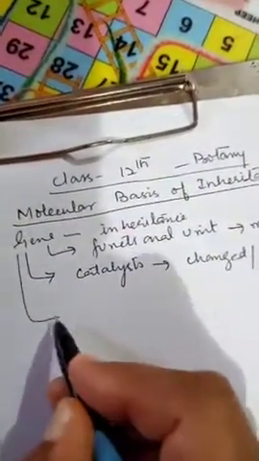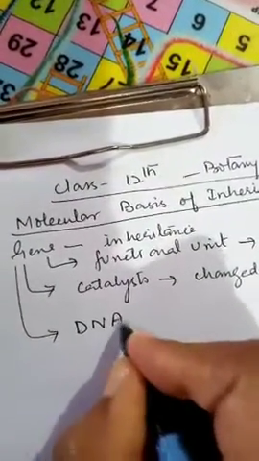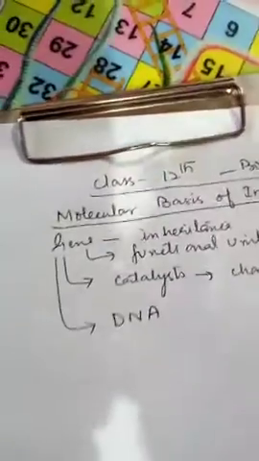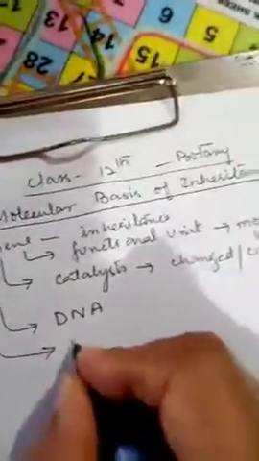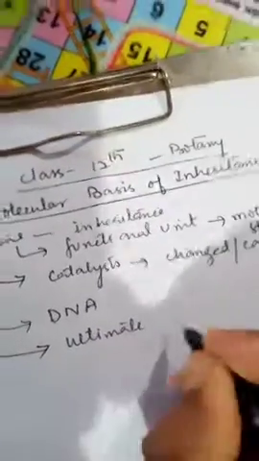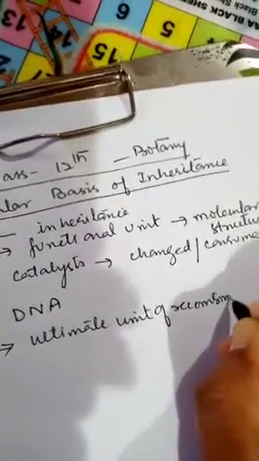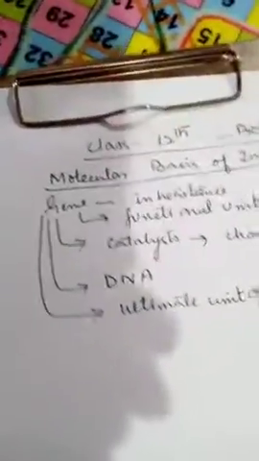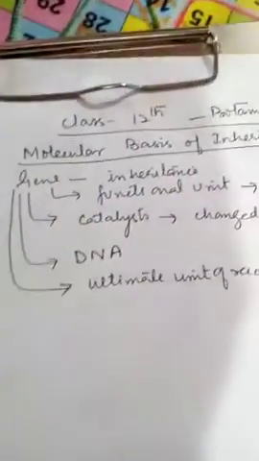Today we are well aware that this gene is a part of DNA. We also know that the gene can grow, it can reproduce, it can mutate. So if we say one more thing about this gene, it is the ultimate unit of recombination.